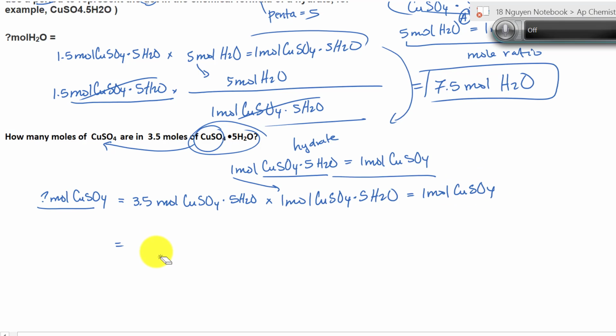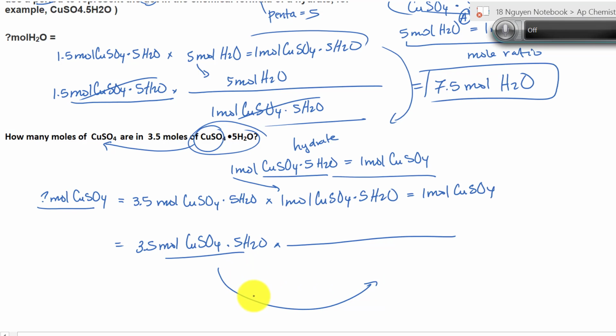And let's rewrite this as a fraction so we can simplify and cancel out the unit in the process. We have 3.5 moles of CuSO4 5 H2O times, okay? And again, this determines what goes down here. And this is moles of CuSO4 5 H2O, so this has to be this part right here. Okay? Exactly 1 mole of CuSO4 5 H2O. And this is on the bottom. The other part must be on top.